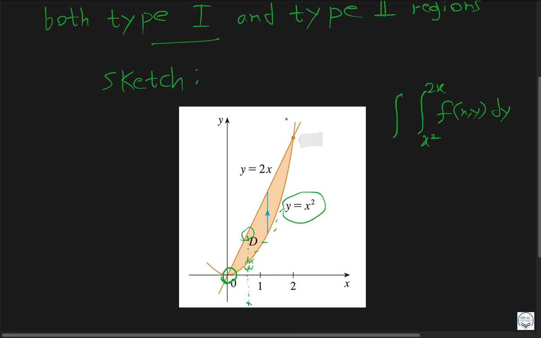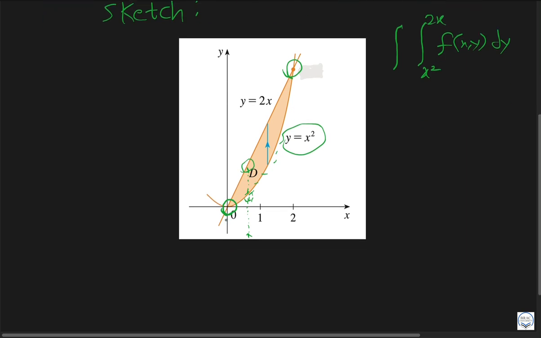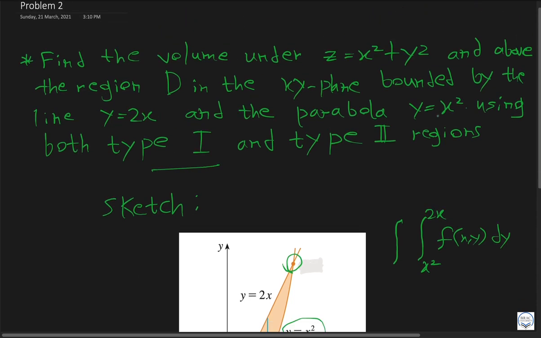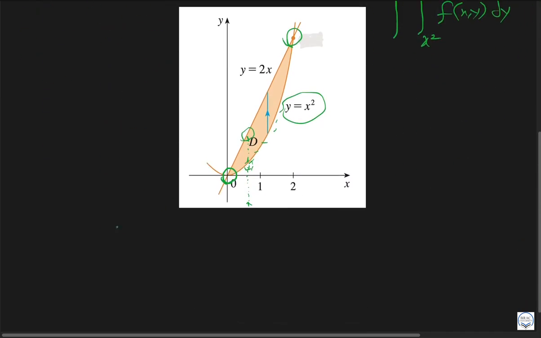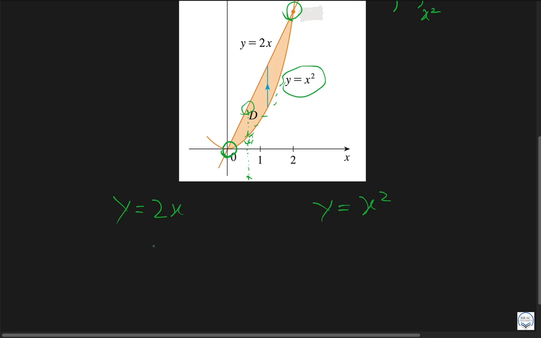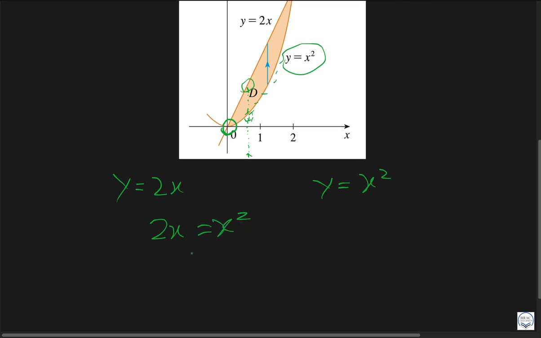And the leftmost point in our region, the coordinate which has the smallest x value, in order to find these two values, we need to find the points of intersection, which is here. You can see it's at the origin, but let's do it anyway. So to find the intersection points, all we have to do is equate these two curves, the line and the parabola. To find the x coordinates of the points of intersection, we set twice x equal to x squared.